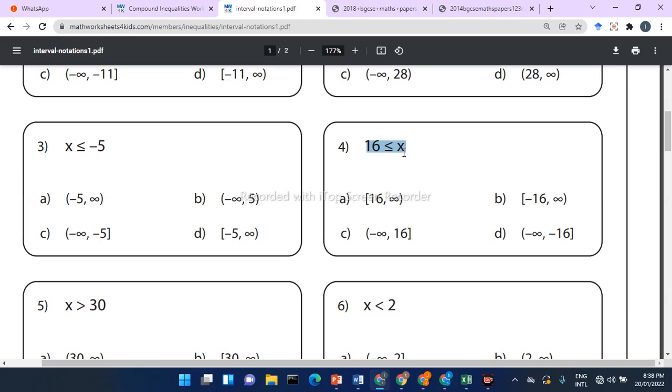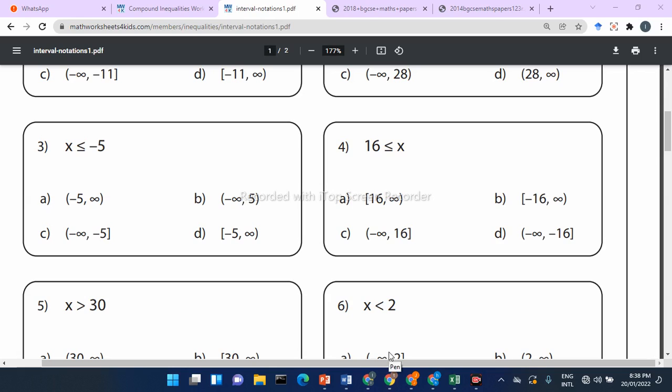So what numbers are we looking at? Numbers like 17, 18, 19, 20, 25, because these numbers are going to be bigger than 16. But 16 could also work, so that's also important. So what could we immediately rule out and say, okay, definitely that's not right?